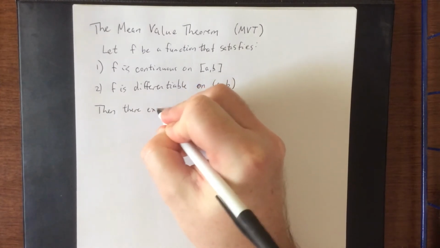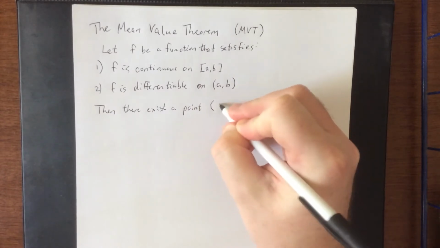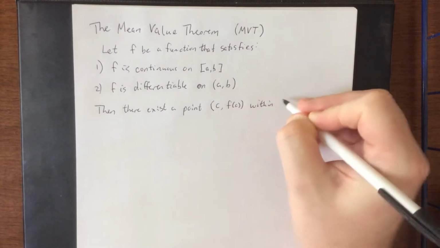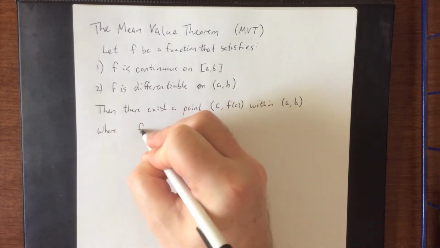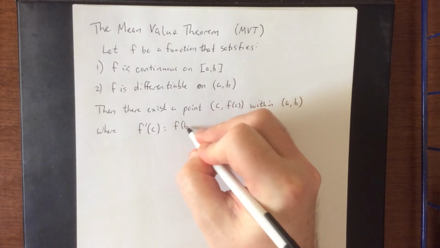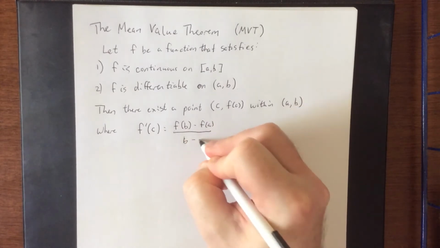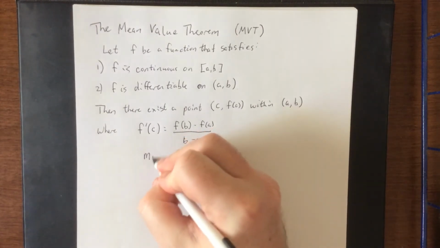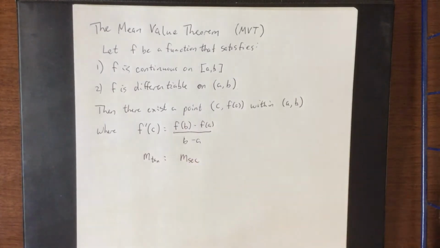Then there exists a point, we'll call it c comma f of c, within the open interval from a to b, where the slope of the tangent line at that point is equal to the slope of the secant line connecting the points a and b. So f prime of c, that's the slope of a tangent line, is equal to the average rate of change between x equals a and x equals b.